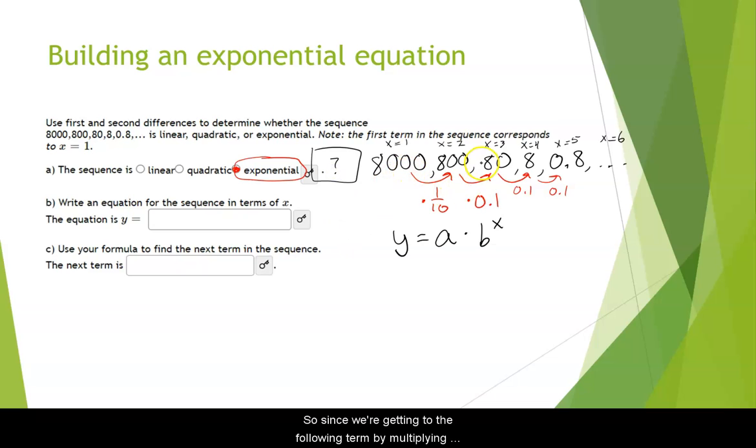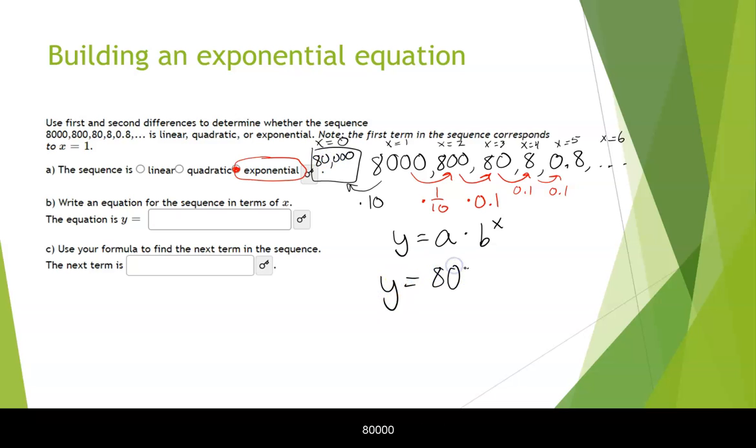Since we're getting to the following term by multiplying by 1/10, we could get to the previous term by multiplying by 10. That means this mysterious first term, when x equals 0, would actually be 8,000 times 10, or 80,000. We have y equals 80,000 times some number multiplied in each time. And that number that's multiplied in each time is 0.1.